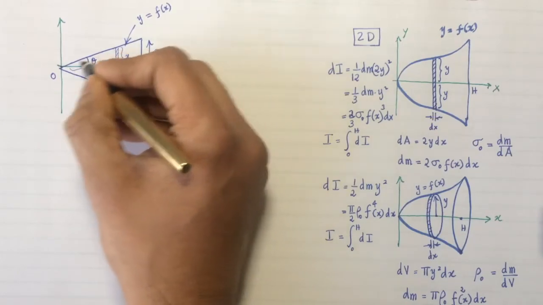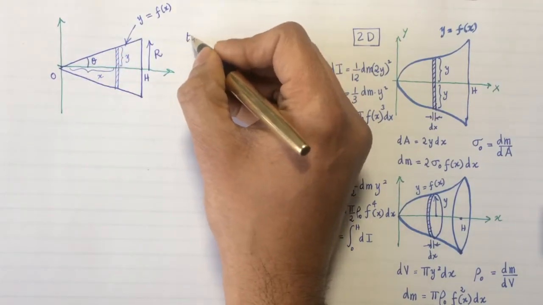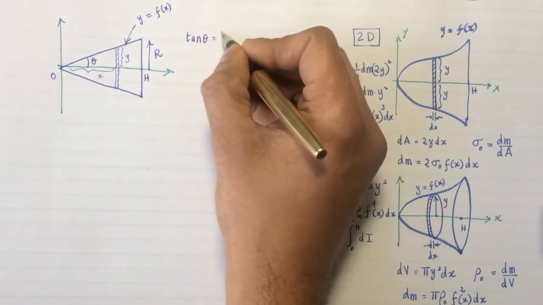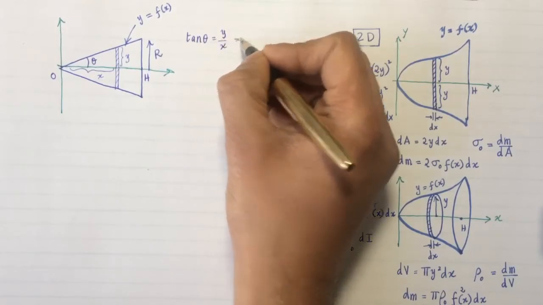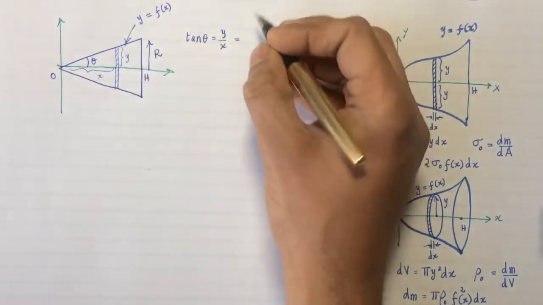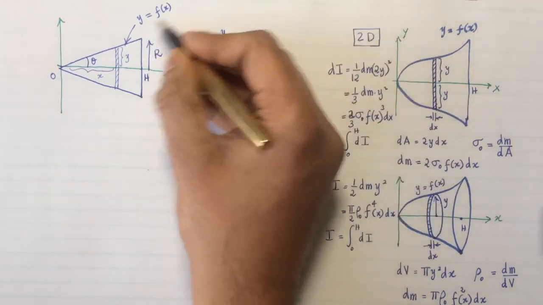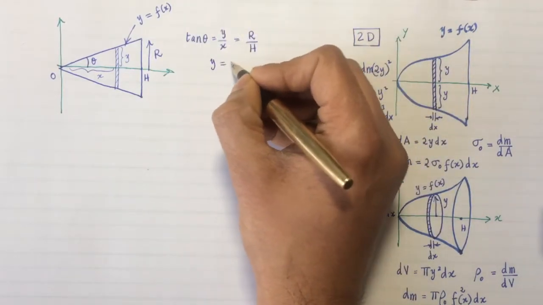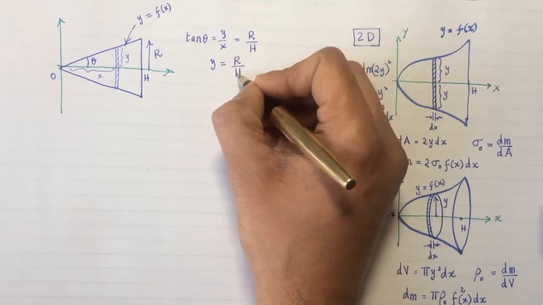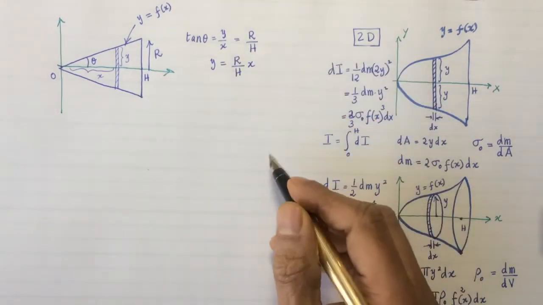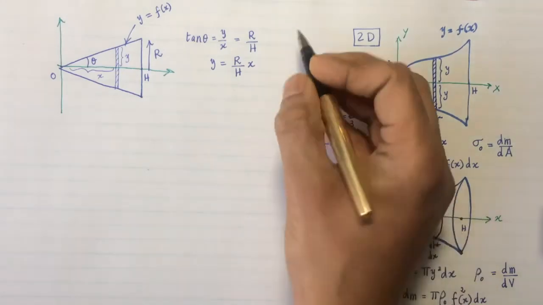this little triangle. So if I look at that, I have tan theta equals y over x. But if I look at the big triangle, tan theta is also r over h. So now I have y as a function of x. y is just going to be r over h times x. And now I can plug it into my formula.